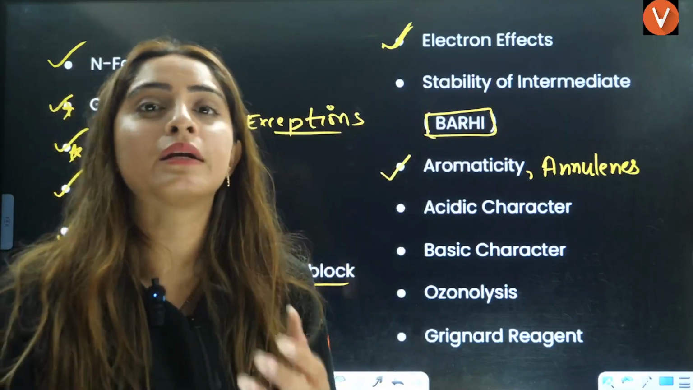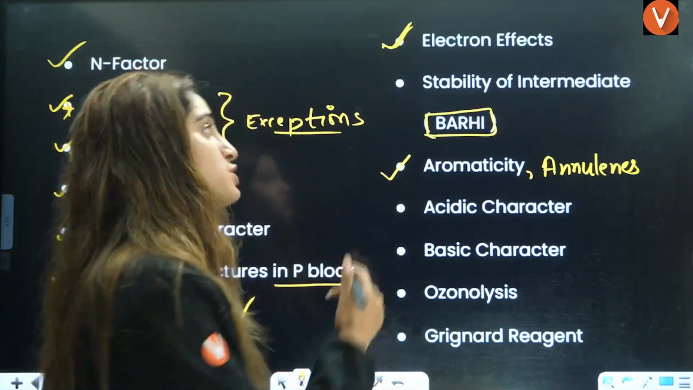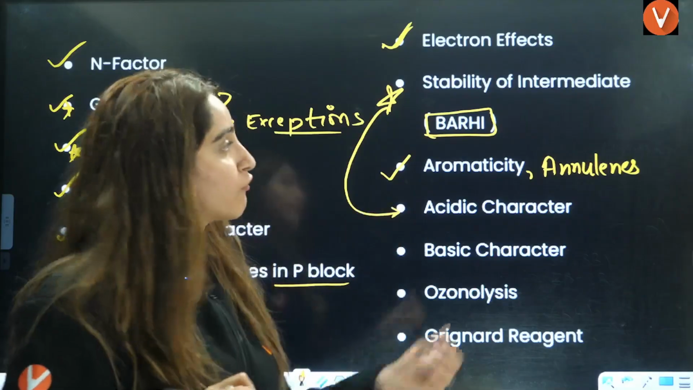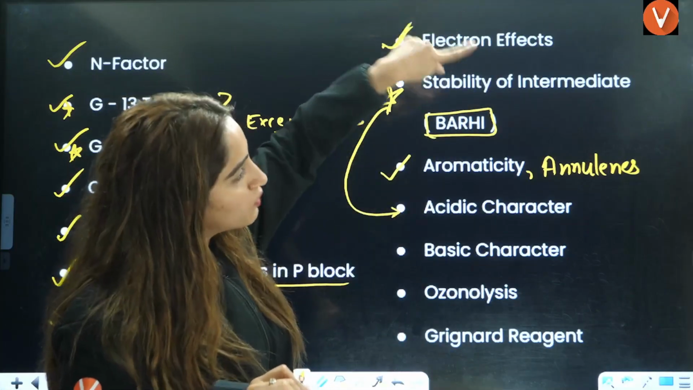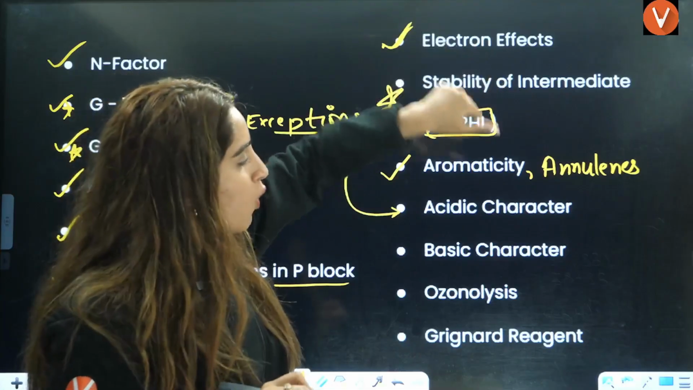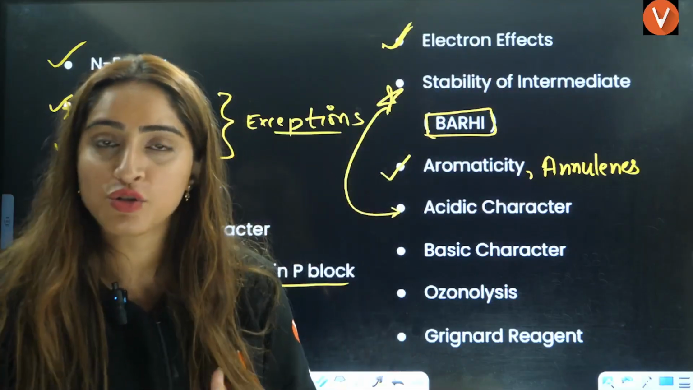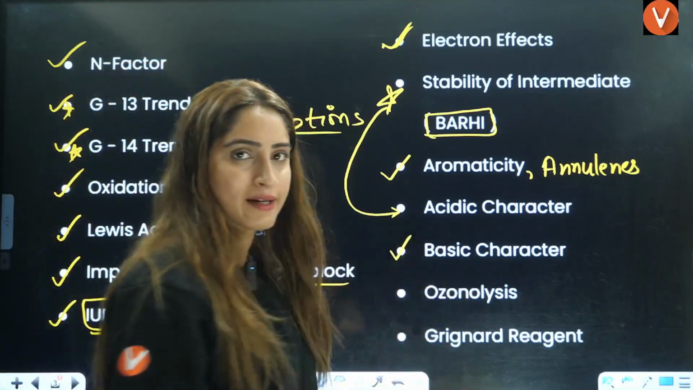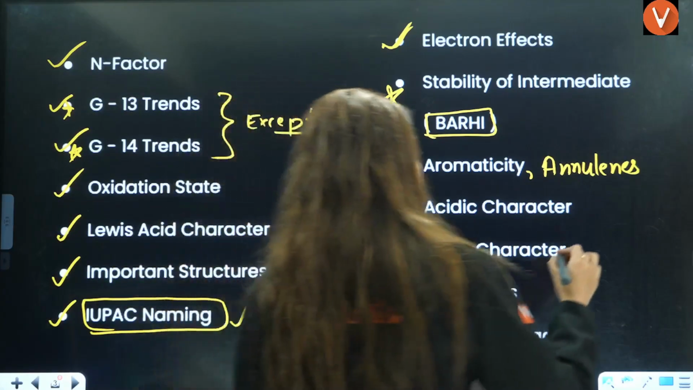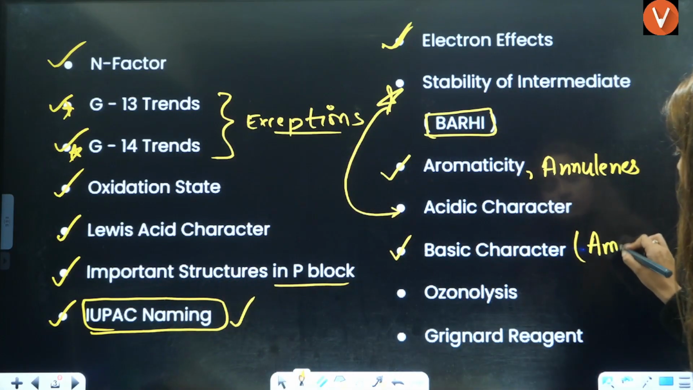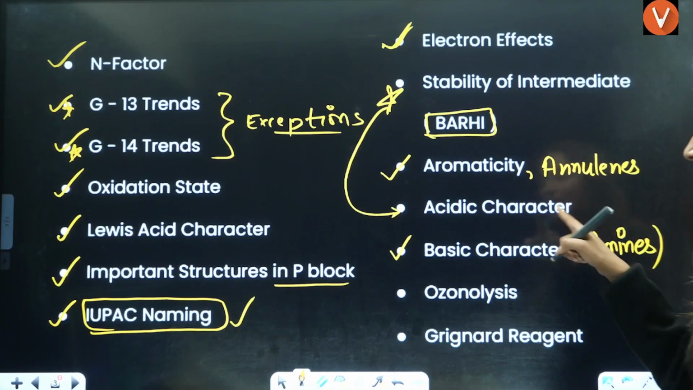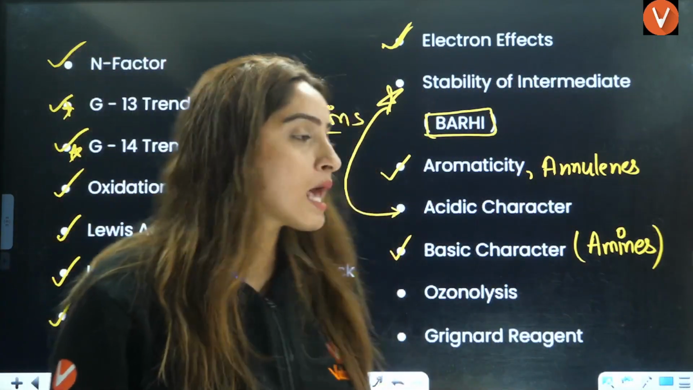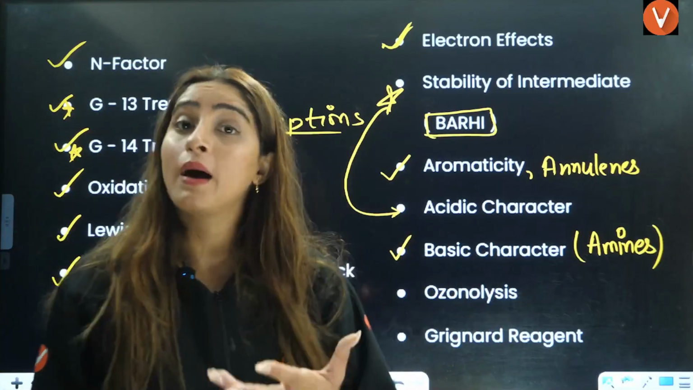According to this, the stability of the intermediate has been asked frequently, and this is directly related to acidic strength, right? If you know electron effects, only then you will be able to do stability of intermediates. Only then you will be able to do acidic character. So these all are interlinked to each other, right? Then there is basic character, right? Basic character from amines. This is extremely important. Usually acidic character is asked generally from alcohols, phenols and ethers. And here basic character is asked from amines, right?